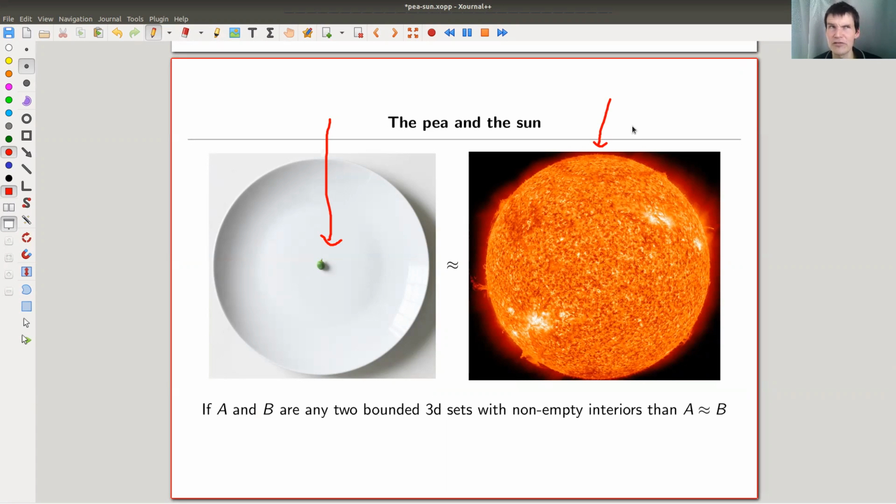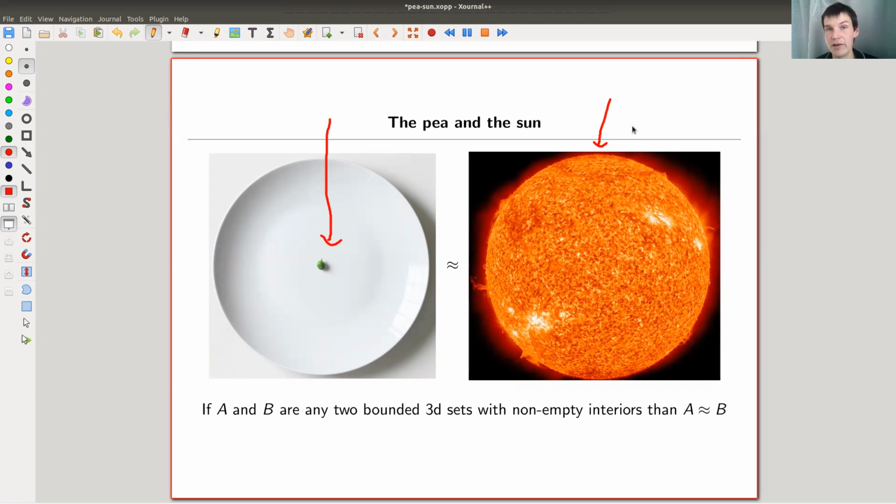I think the sun is so bright, if you would take a picture of it, it would just be a white circle. I'm not a physicist, I'm not sure. Maybe a white circle with some black dots here and there. But anyway, this doesn't really matter. So this is the sun, and this is a pea. One of them is very small, one of them is very big.